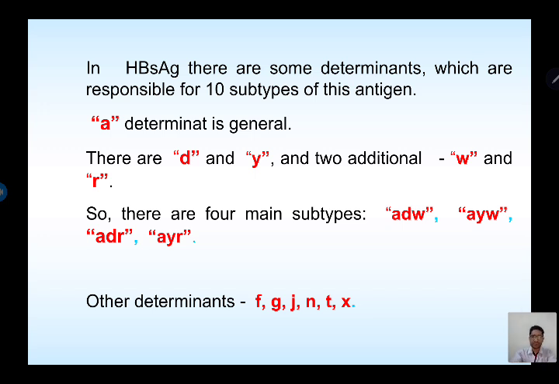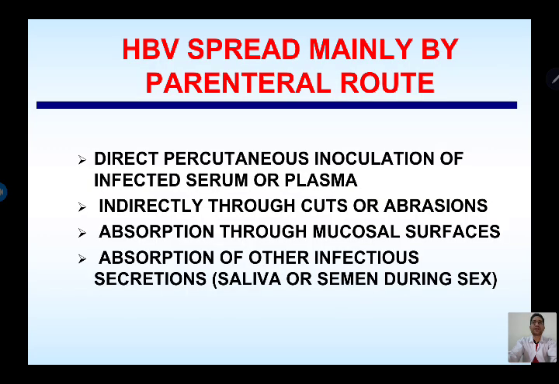The A determinant is general. There are D and Y, and two additional, W and R. So there are four main subtypes: ADW, AYW, ADRW, and AYR. Other determinants: FG and TX. Hepatitis B virus spreads mainly by the parenteral route.